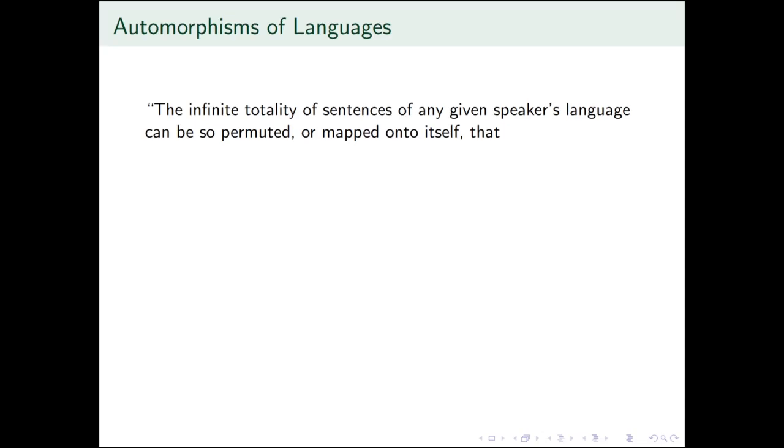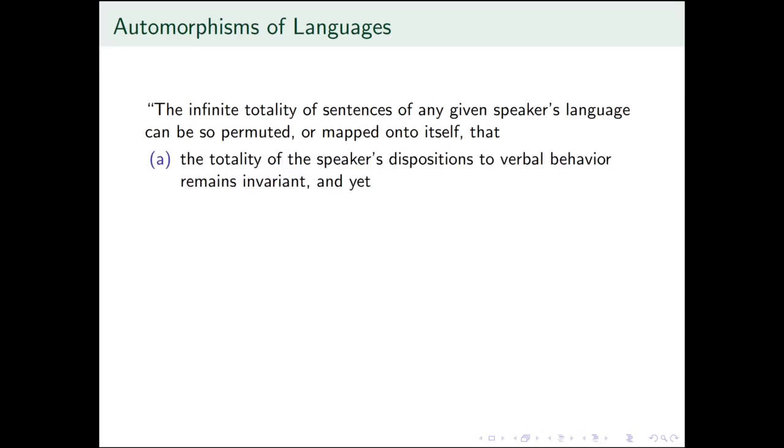Quine describes this situation as: "the infinite totality of sentences of any given speaker's language can be so permuted or mapped onto itself that (a) the totality of the speaker's dispositions to verbal behavior remains invariant." Quine is including here dispositions to verbal behavior in response to external stimuli. So not just language in isolation, but language in response to what's going on around the speaker.